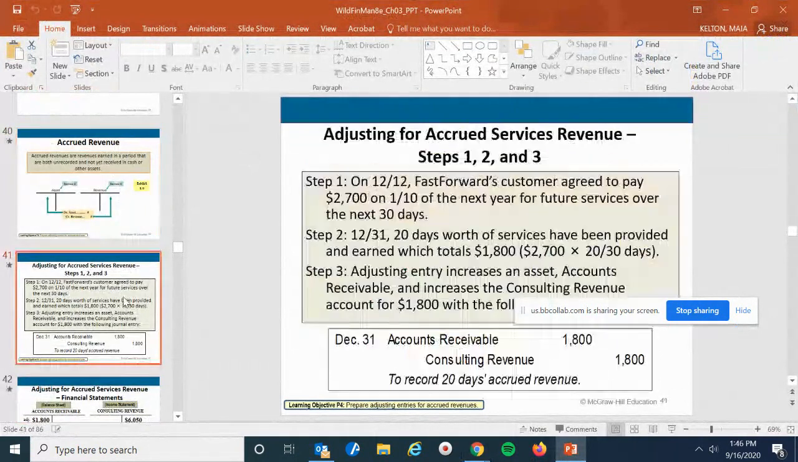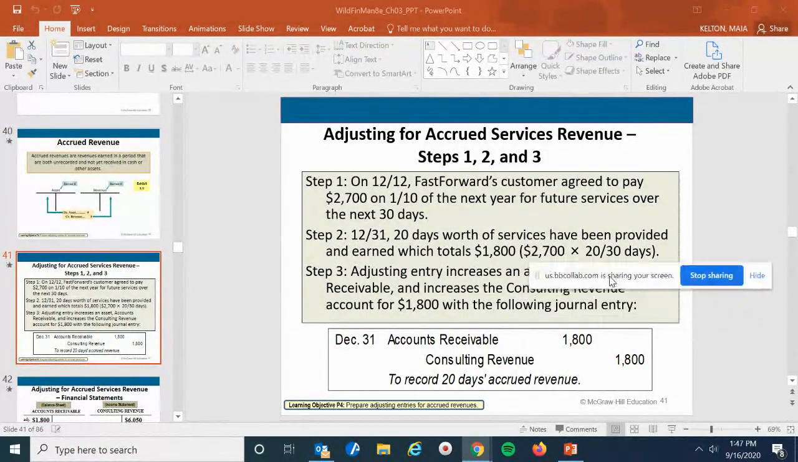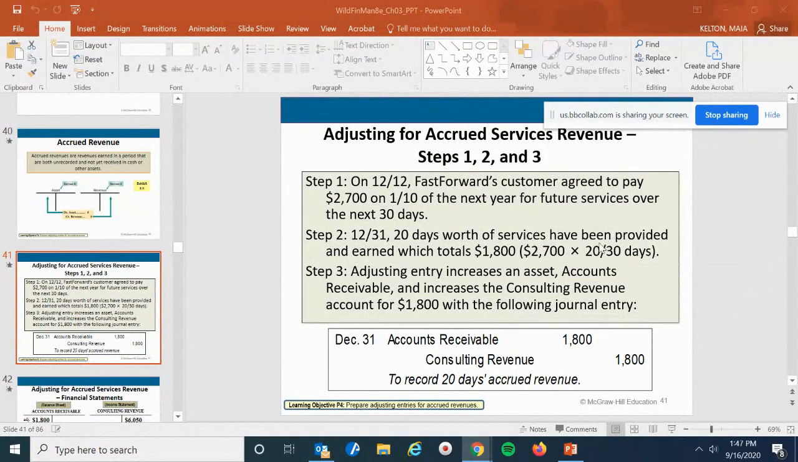So let's look at this example here in the book. Here's the accrued revenue. If the revenue is earned but not recorded, all you have to do is debit accounts receivable and credit the actual revenue account.